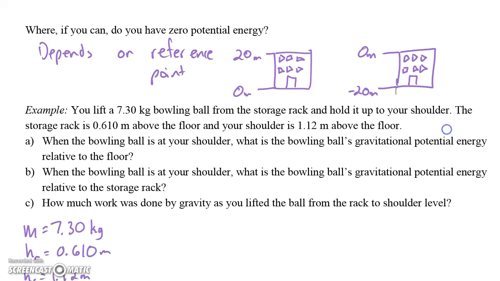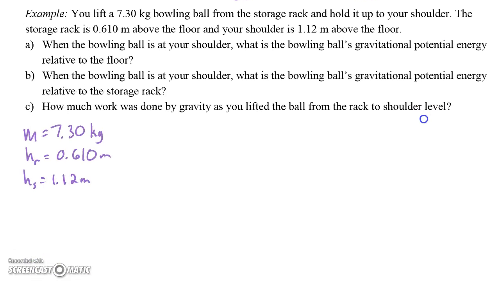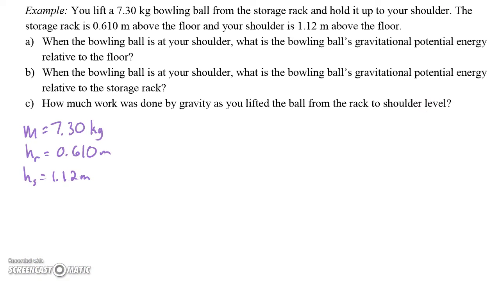So let's take a look at this example where we're lifting a bowling ball, 7.30 kilograms, from the storage rack up to your shoulder. The storage rack is 0.61 meters off the floor, and your shoulder is 1.12 meters above the floor. So part A is: when the bowling ball is at your shoulder, what is the bowling ball's gravitational potential energy?